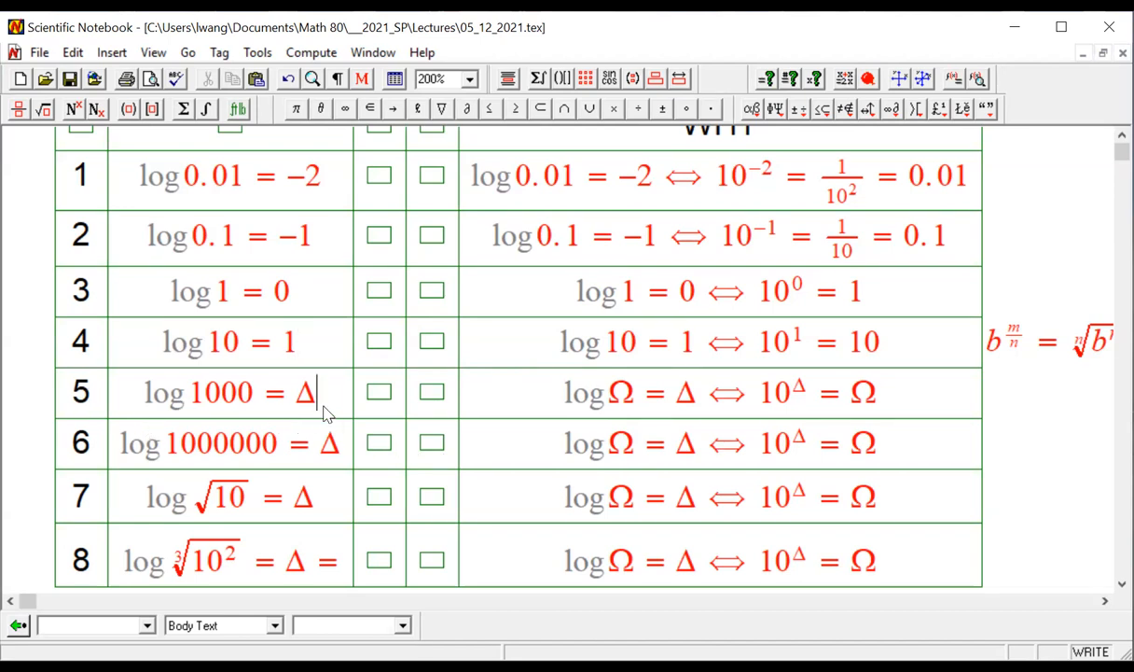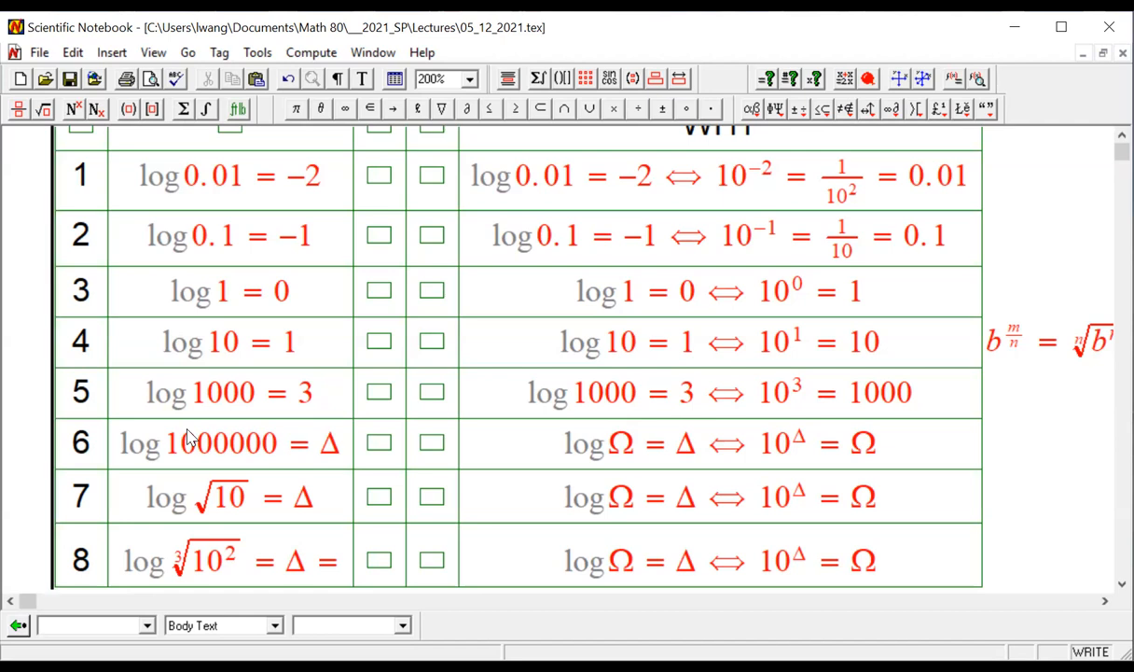Now, common log 1000. Two? Okay, let's try two. So this is 1000, and you think the answer is two. That means 10 to the power 2 equals to 1000. Is that right? Obviously not, right? So it's not 2. So what is it? 3, yes. Okay, because 10 to the power of 3 is 1000. Therefore, this is 3 and that is 3. Very good.